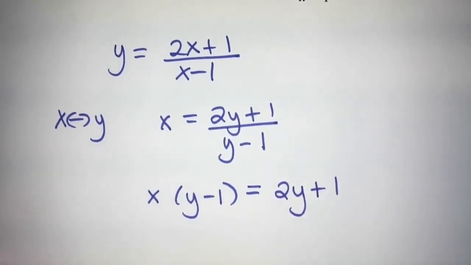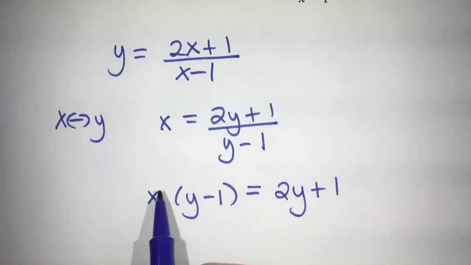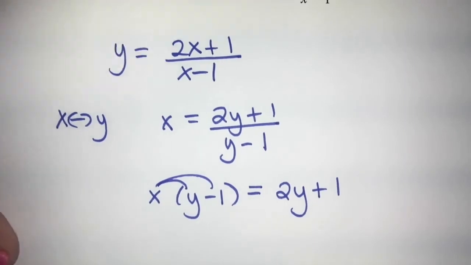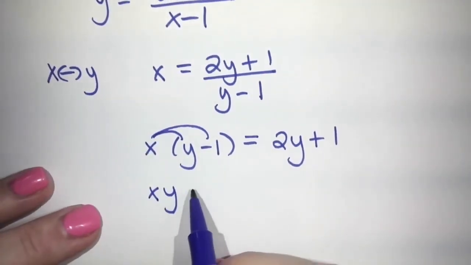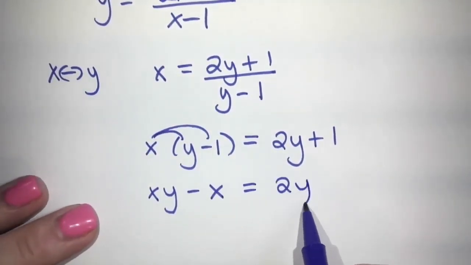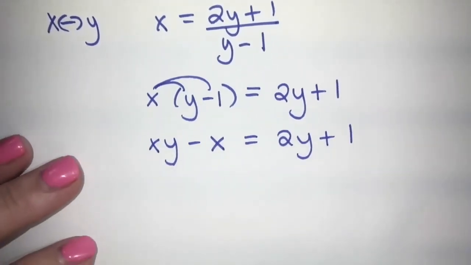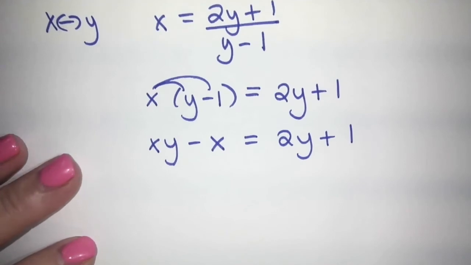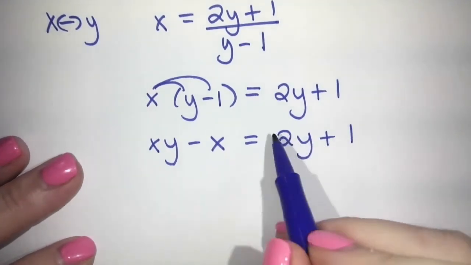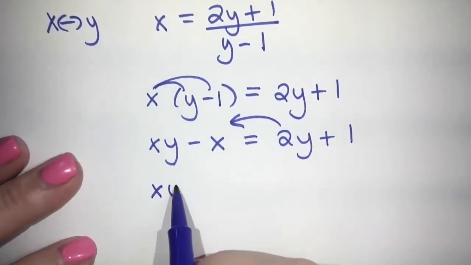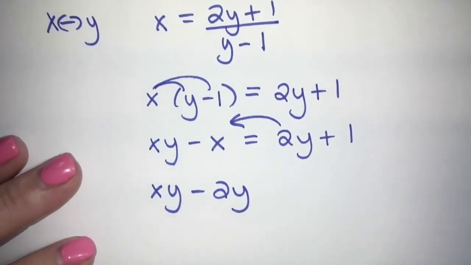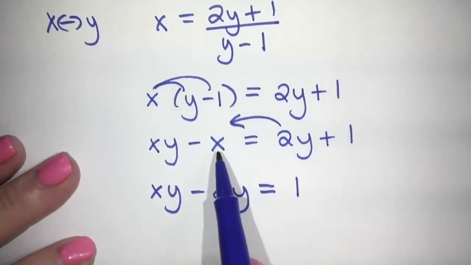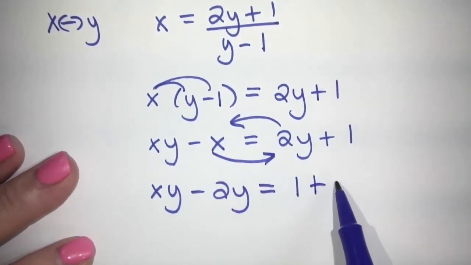So any ideas of what you could do now here? We're trying to solve for y. So what I would do is I would distribute the x, multiply it out. So we would get xy minus x equals 2y plus 1. And now we have all different terms. We have 2 terms involving y and 2 not involving y. So I would bring all the y terms to the left. So we have xy minus 2y when we bring it across equals, the 1 is already here, and then the negative x moves across to become positive x.